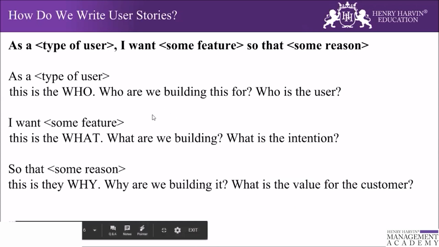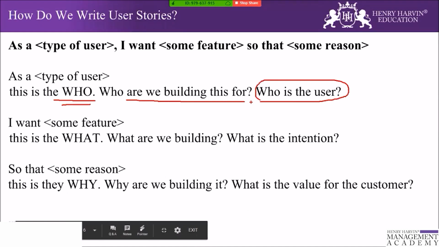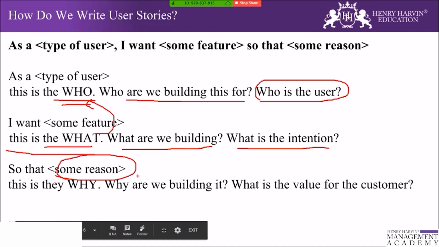If we look here, we see "as a user", and this is the who part: who are we building this for, and who is the user for which we are building this product. "I want some feature" is the what part. So what are we building, and what is the intention of what we are building. And because we are building for this person, that will also define the intent, that is, why we are building it, so that there is some value associated with what we are doing.